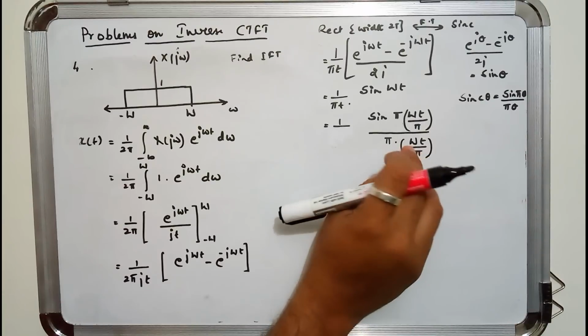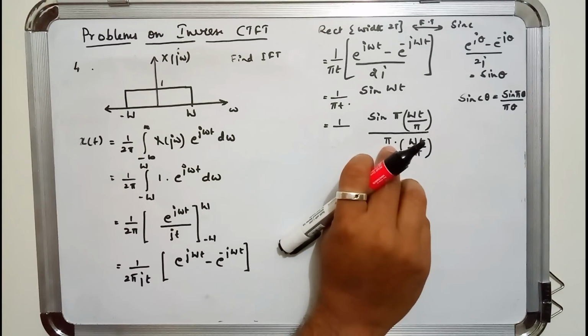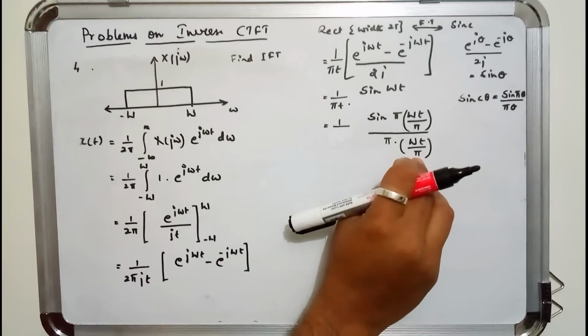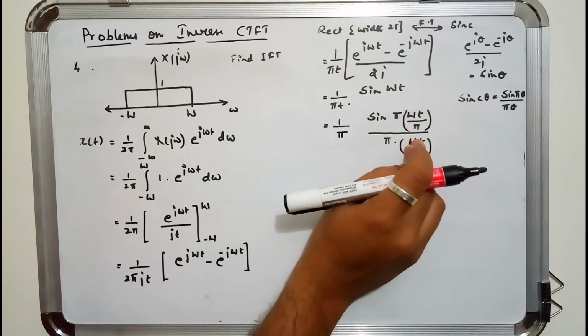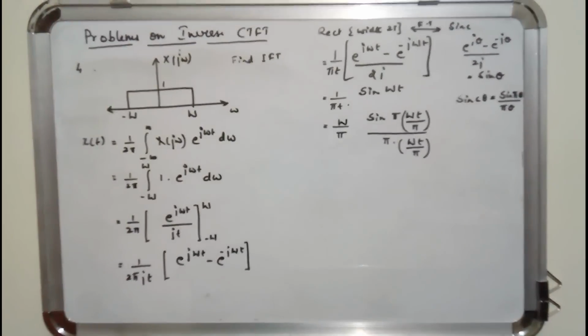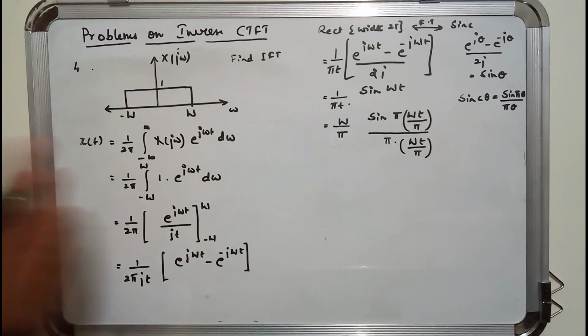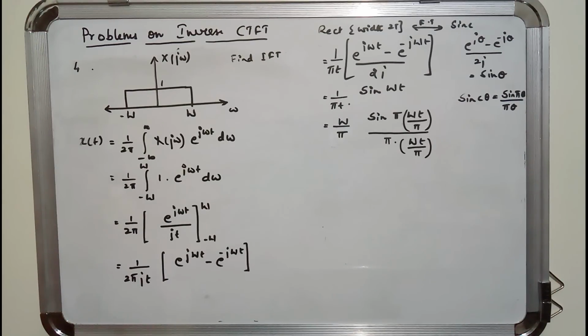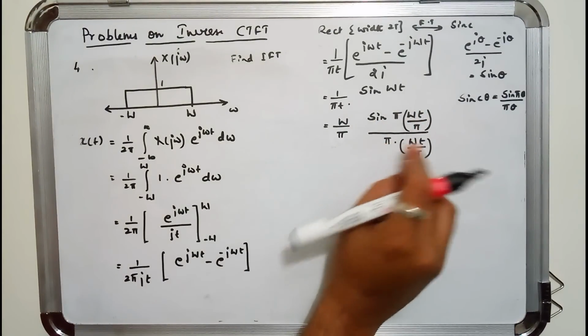So in order to get rid of this newly formed pi, I need to multiply here by pi. In order to get rid of w, I need to multiply the numerator by w. So I will be getting w by pi into sin(wt) by pi into pi... wt by pi. This is of the form sin(pi theta) divided by pi into theta.